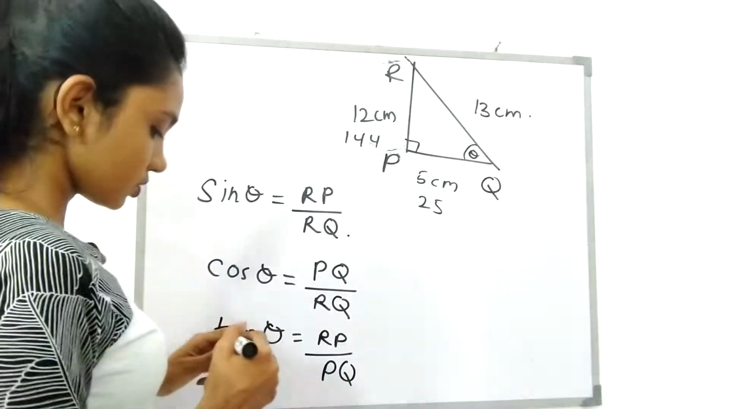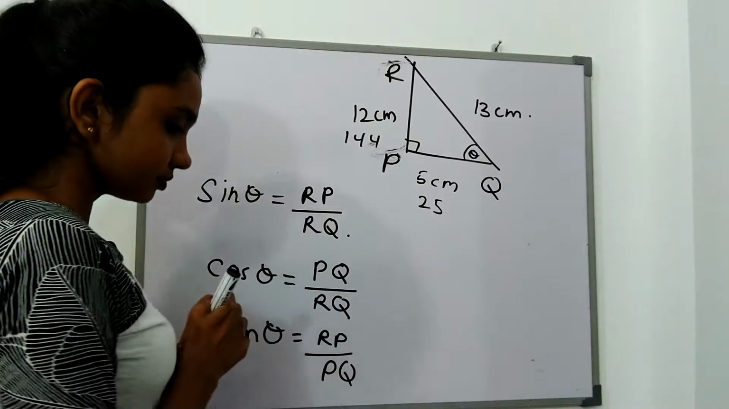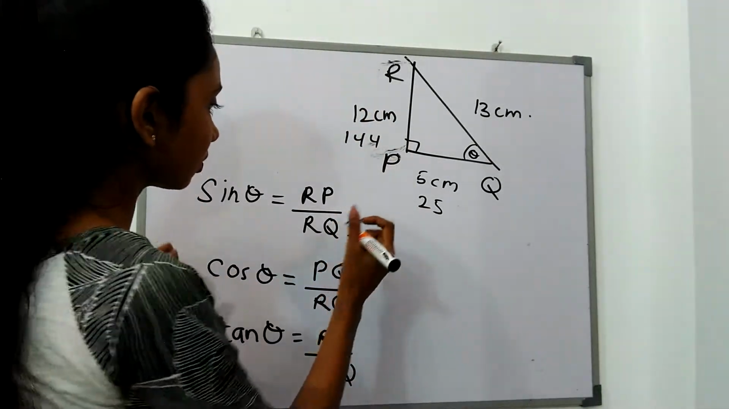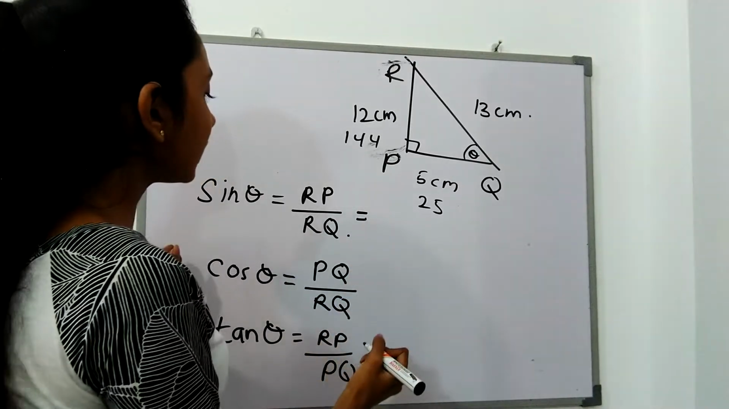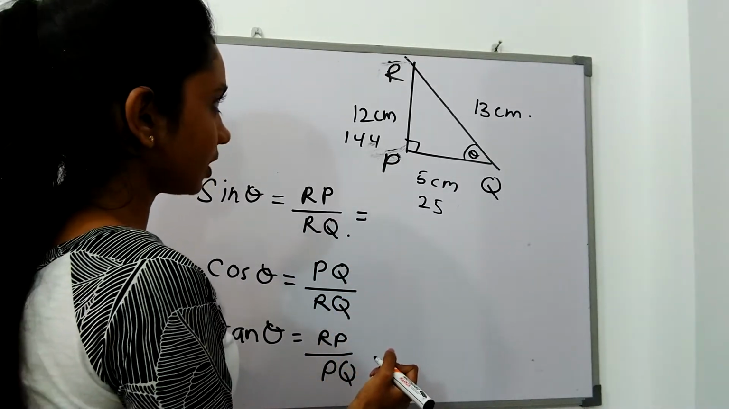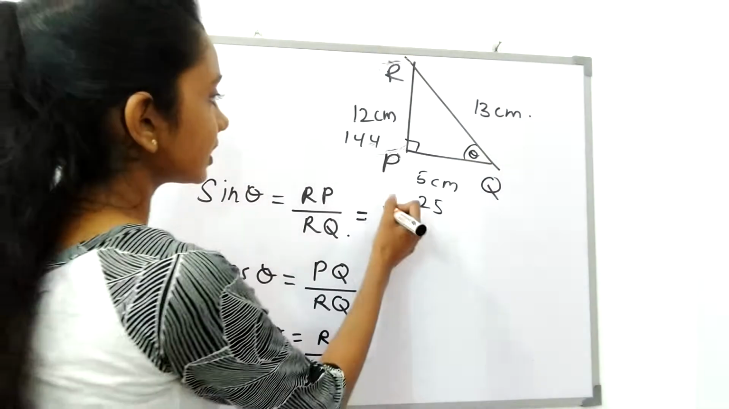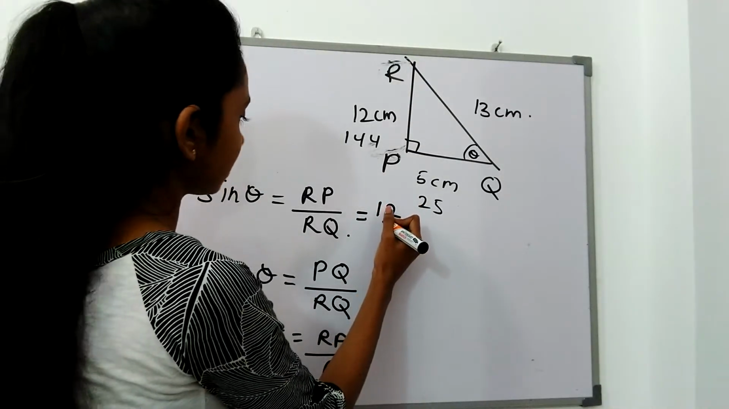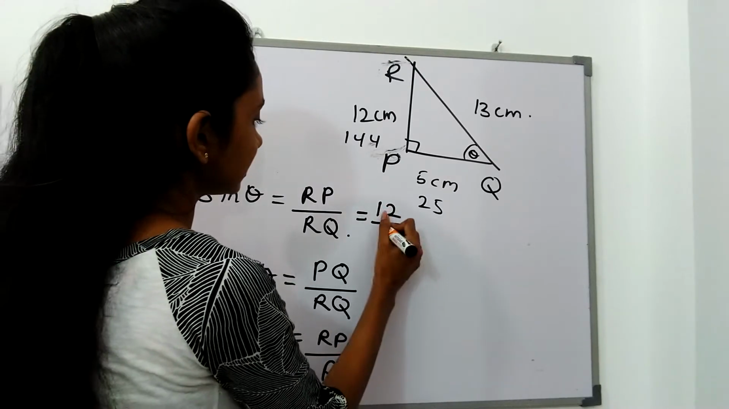Okay, so now children, let's apply the lengths. RP over RQ, it's 12 over 13.